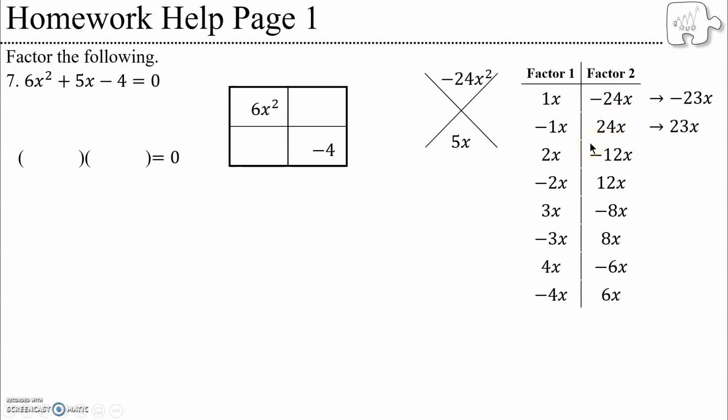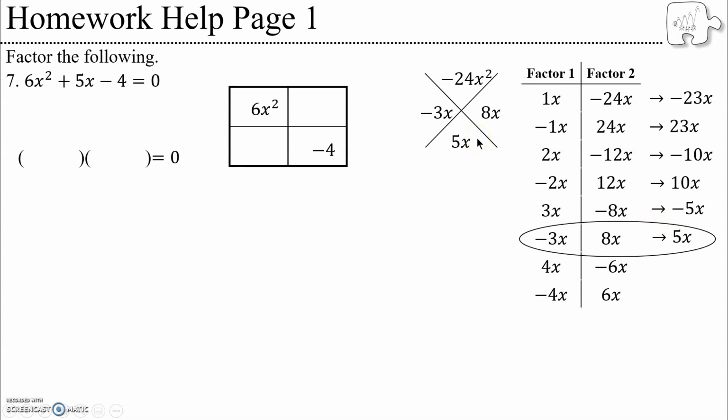2x and negative 12x gives us negative 10x. You switch up the negatives, you're going to get positive 10x. 3x and negative 8x gives us negative 5x. Oh, that's kind of getting close to what we want. We just got to switch up the negatives and make it 5x, right? So there we go. We don't need these, because we already found the answer. So we could stop our search for the factors.